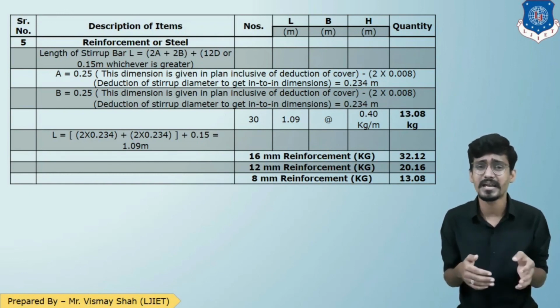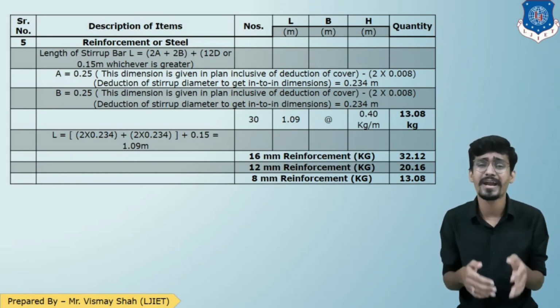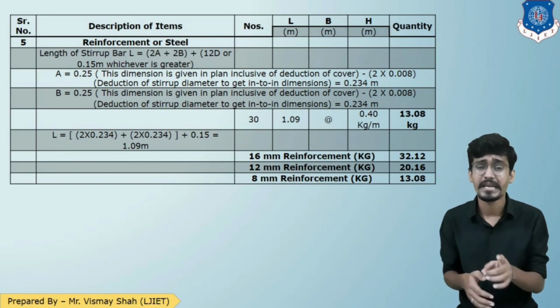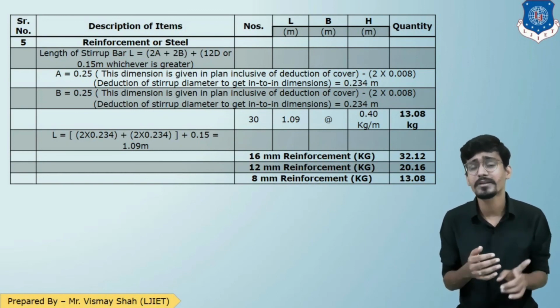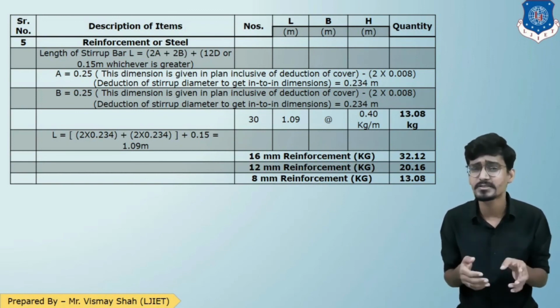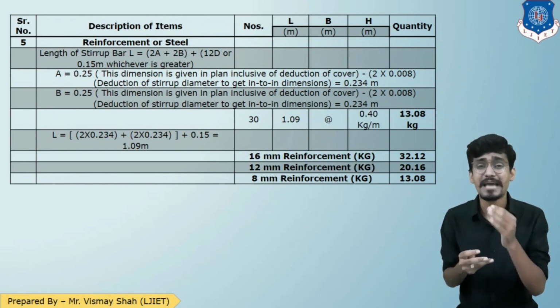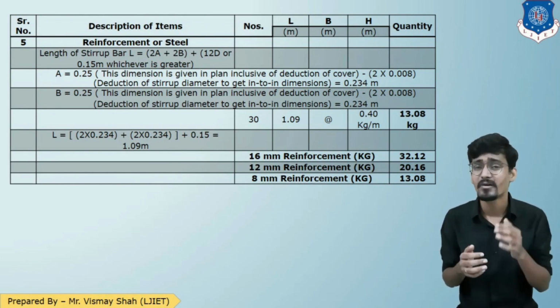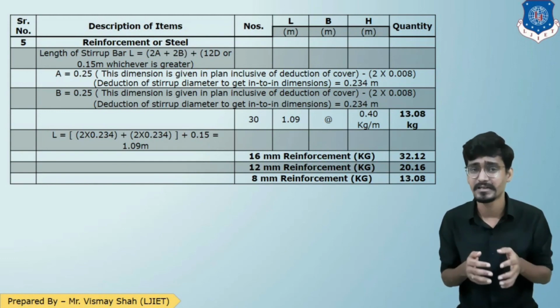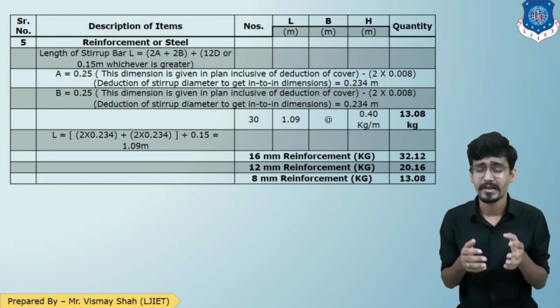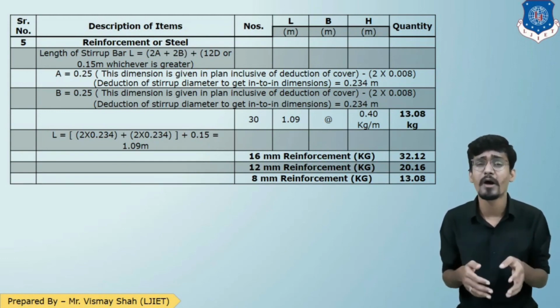We have 30 numbers and the weight for 8 mm is given in the drawing as 0.40 kg per meter. So we'll get the quantity as 13.08 kilogram. Again, let me remind you that you don't have to add up all this quantity. You have to keep the separate quantity diameter wise as I have represented here. So I hope we are clear in the quantity calculation of the RCC column.